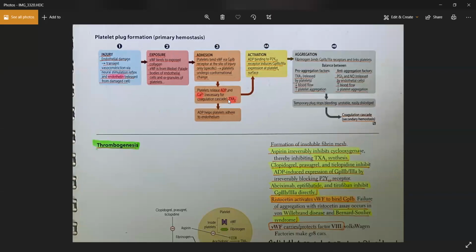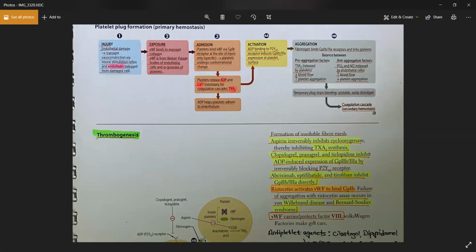Now this TXA2 is also released from the platelets by the arachidonic acid metabolism pathway, which will promote more aggregation of the platelets, right? This TXA2 will promote the aggregation of the platelets, right? So that's how multiple platelets attach to each other.